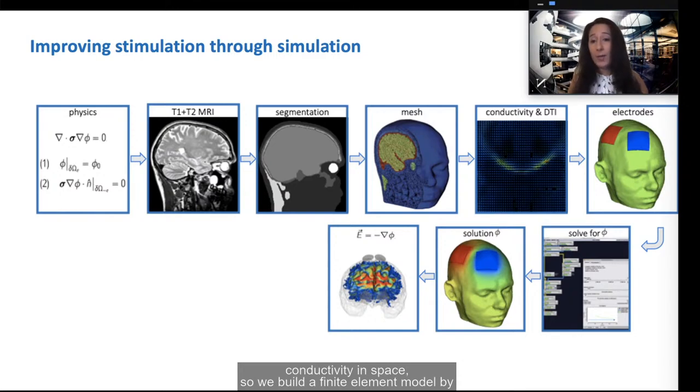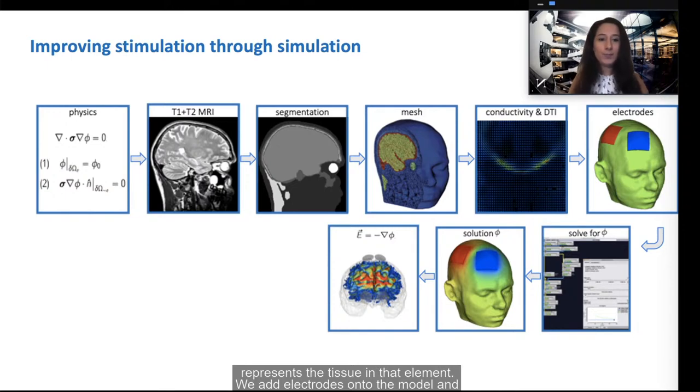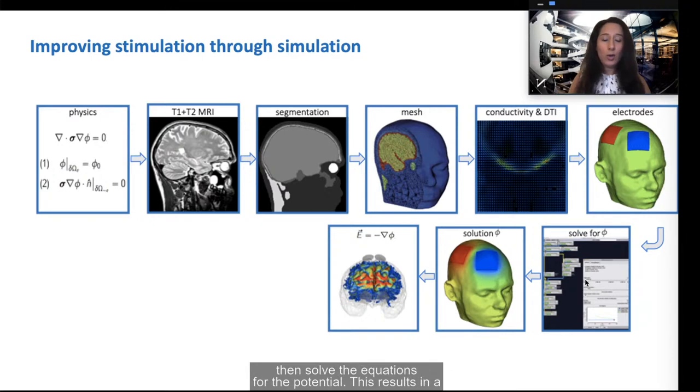So we build a finite element model by acquiring MRI images and segmenting them into different tissue types. From this segmentation, we construct a mesh of tetrahedron-shaped elements, describing the geometry of the head. Then we assign each element a directional conductivity that represents the tissue in that element. We add electrodes onto the model and then solve the equations for the potential.